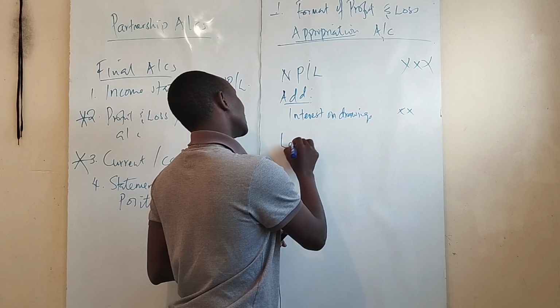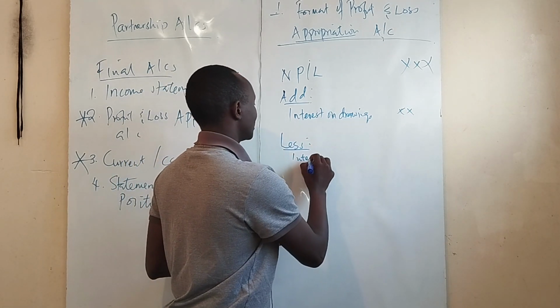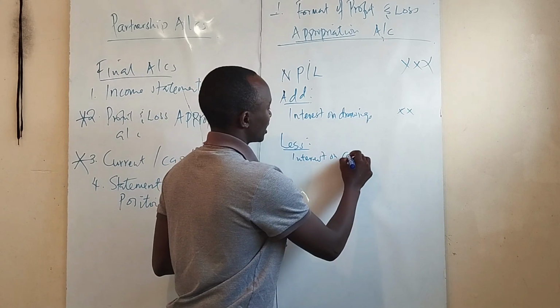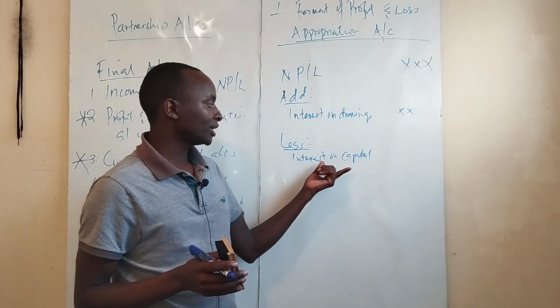And then we less the following. Number one, interest on capital. Interest on capital. And why are we lessing this one?